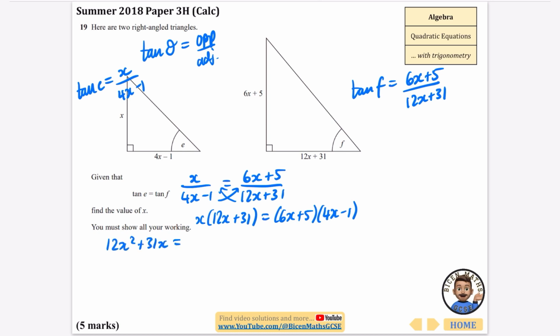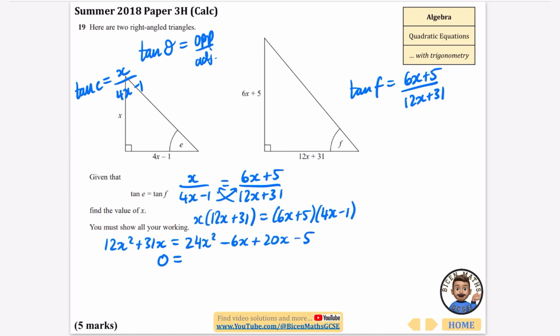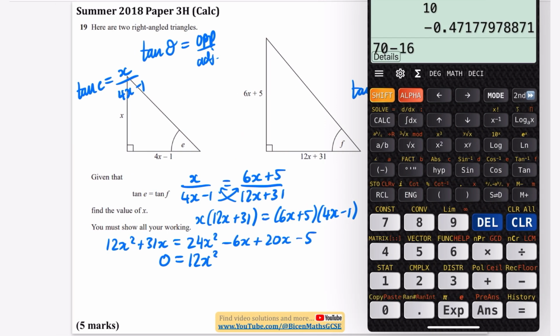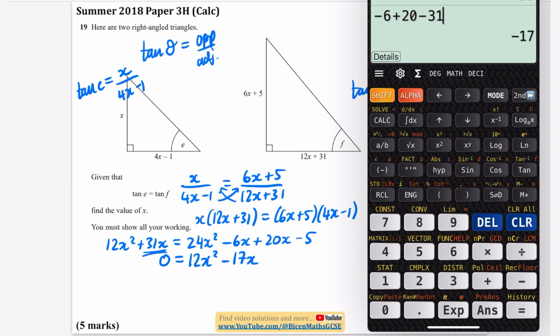And when we expand the brackets on the right-hand side, the 6x times the 4x is 24x squared. The 6x times the minus 1, the 5 times the 4x, and the 5 times the minus 1. So I'm going to put everything all on the right hand side. So I'll do my 24x squared take away 12x squared, which is 12x squared. And then it's a calculator one, so I've got my minus 6x, my plus 20x, and I'm also going to want to subtract that 31x as well. So I'm going to subtract 31x, and I get minus 17x. And then all I've got left over is the minus 5.